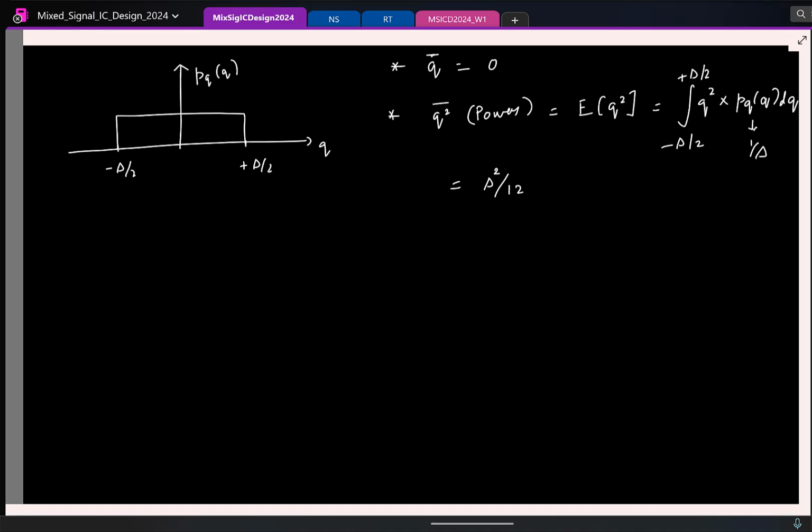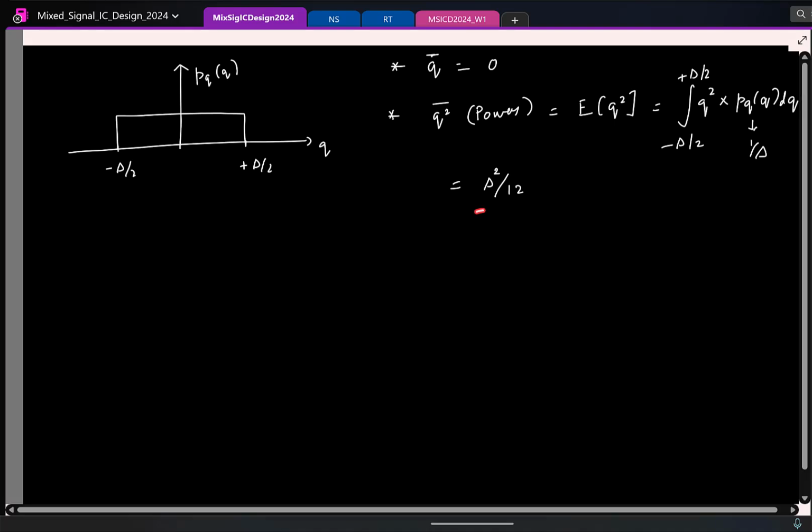So this is what we typically say, the quantization noise power is delta squared by 12, where delta is the step size, as you know. If it's an n-bit quantizer with a range minus Vref to plus Vref, delta is this. Okay.